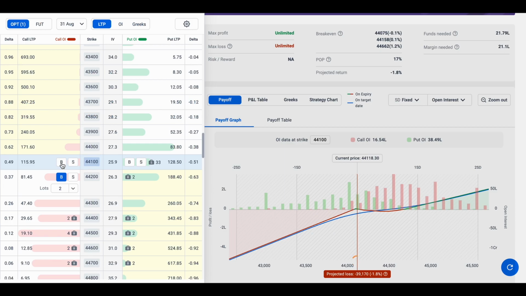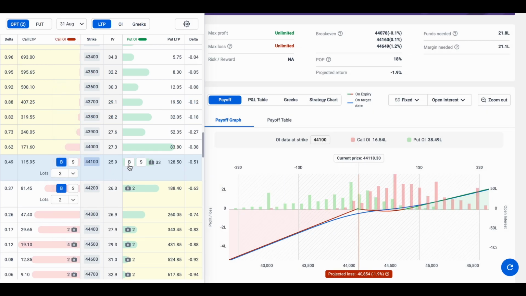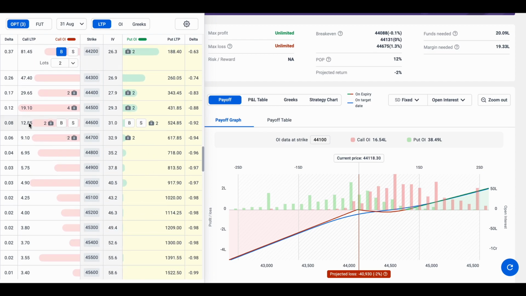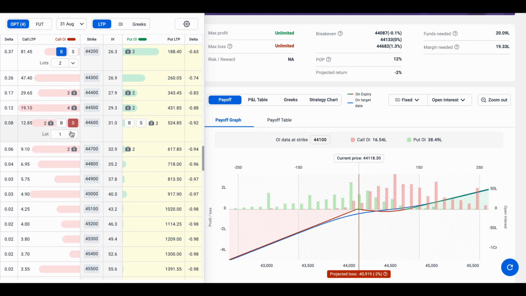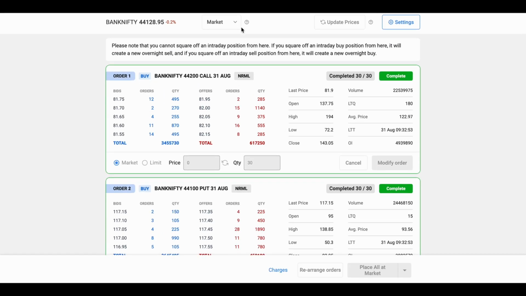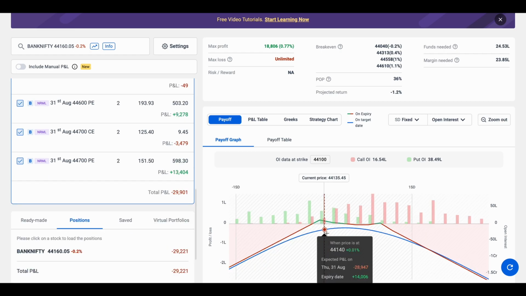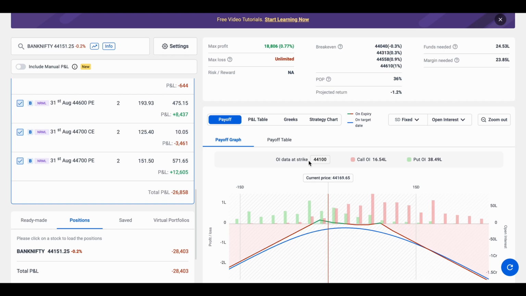Let's add two buy positions at the money, and sell at 8 delta, 33 lots. Let's execute the positions. After exiting the position, this is how my payoff chart will look. Even if the market goes downside, I am making around 18,000 rupees profit, and if it goes up again, I'm making almost 5,000 rupees loss only.